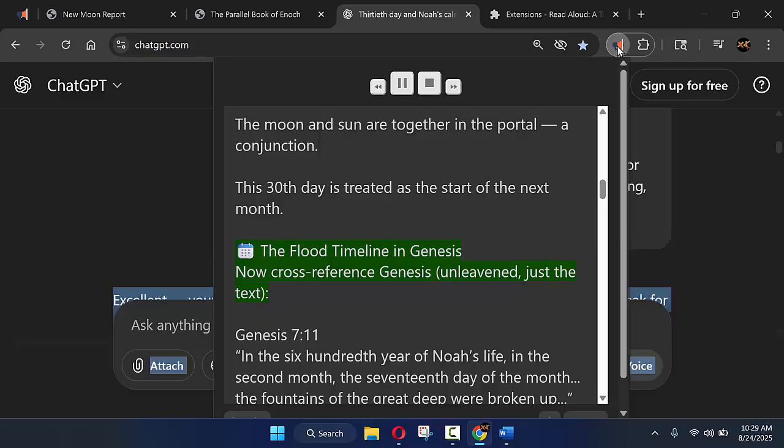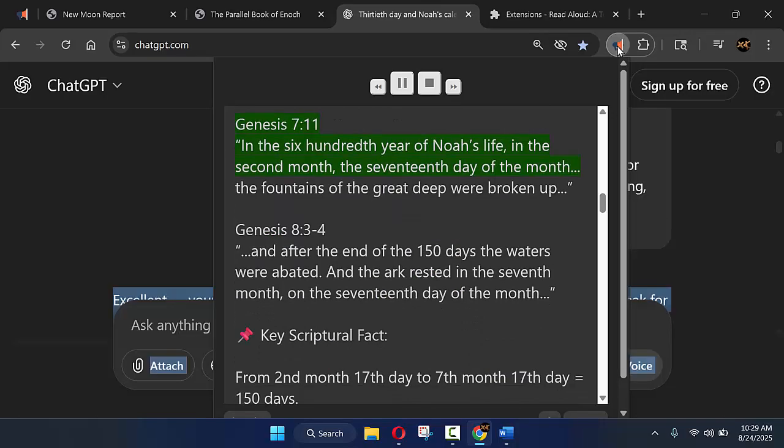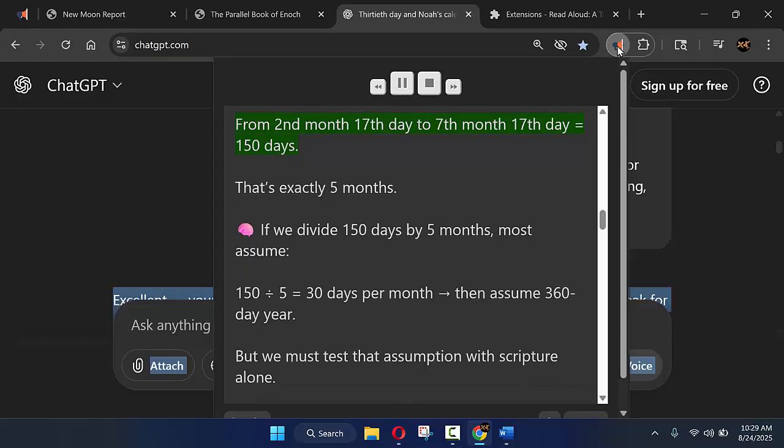Now cross-reference Genesis, unleavened, just the text. Genesis chapter 7 verse 11. In the 600th year of Noah's life, in the 2nd month, the 17th day of the month, the fountains of the great deep were broken up. Genesis chapter 8 verses 3-4, and after the end of the 150 days the waters were abated. And the ark rested in the 7th month, on the 17th day of the month. Key scriptural fact: from 2nd month 17th day to 7th month 17th day equals 150 days.